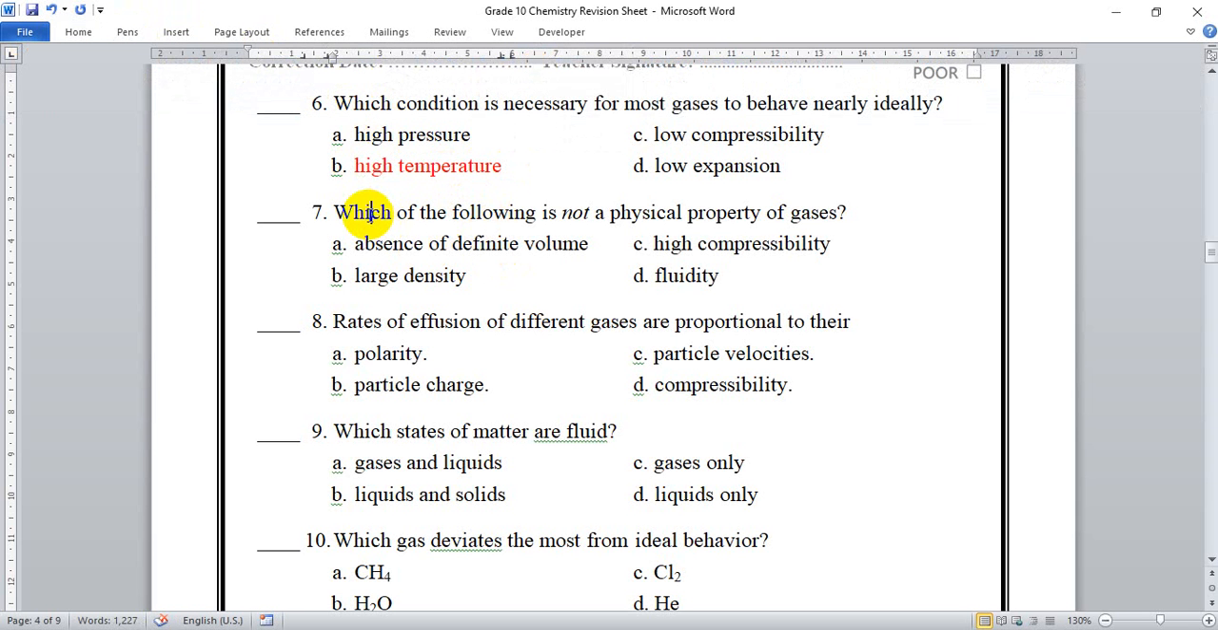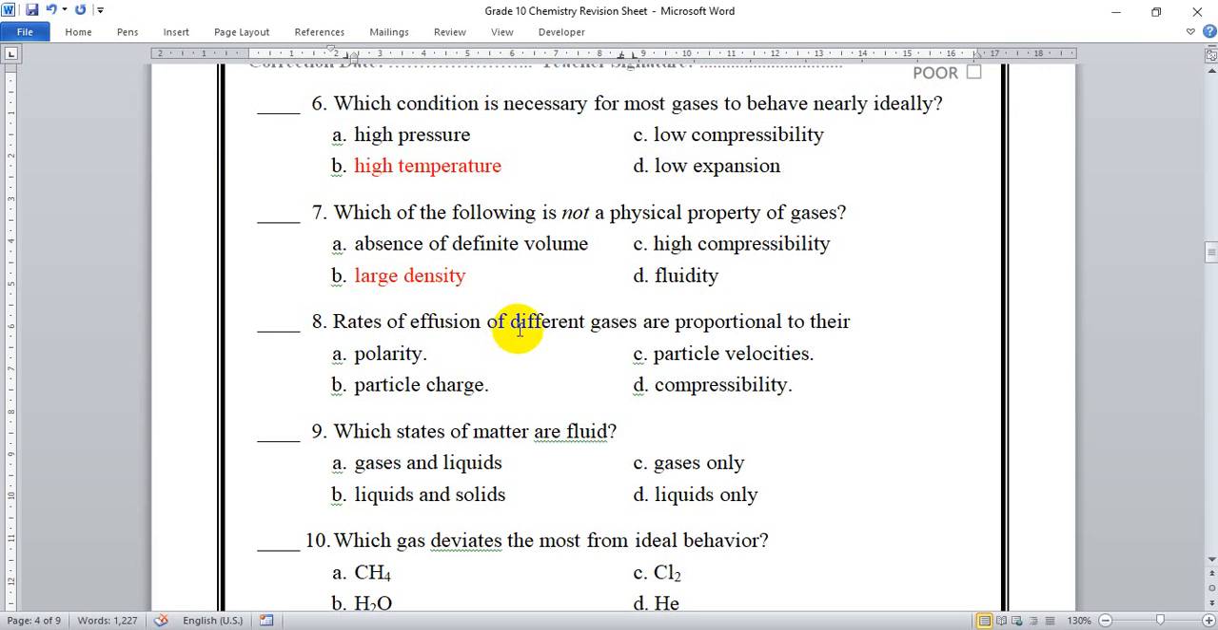Number 7. Which of the following is not a physical property of gases? Absence of definite volume, large density, high compressibility, fluidity. It is large density because the density of gases is low.